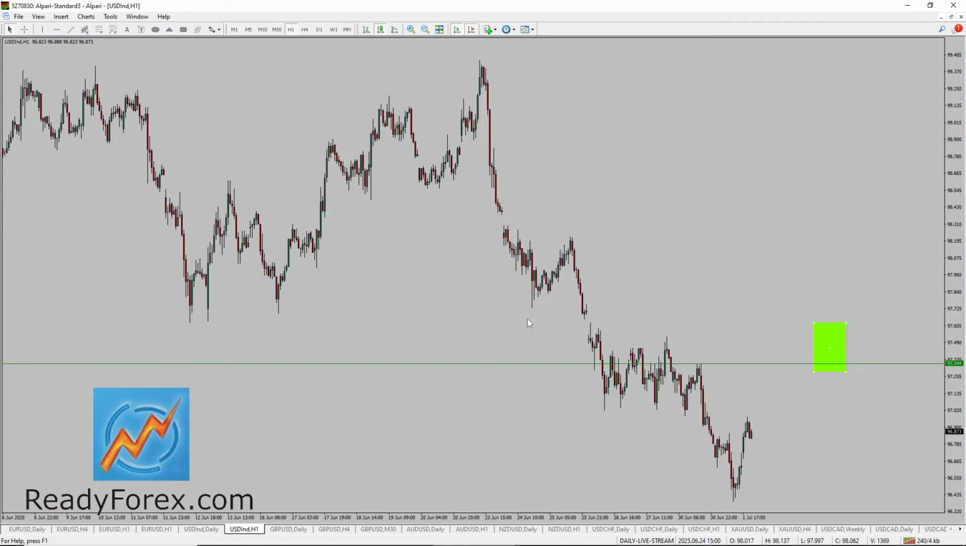So let's see how it goes. Okay, so as long as price action is not going to close a bullish candlestick above 97.34 level, to me it's still a downtrend, and I expect further weakness in price action of United States dollar.